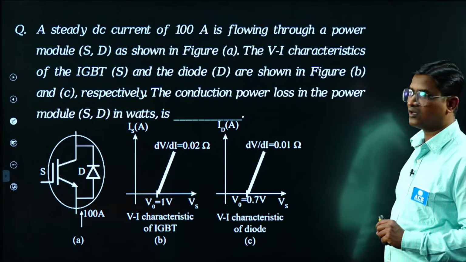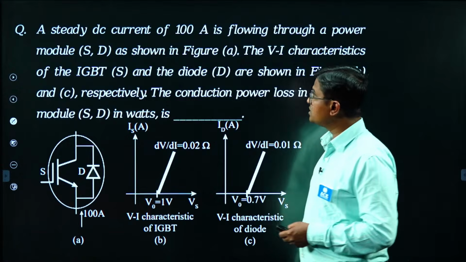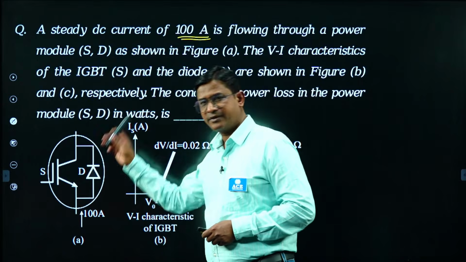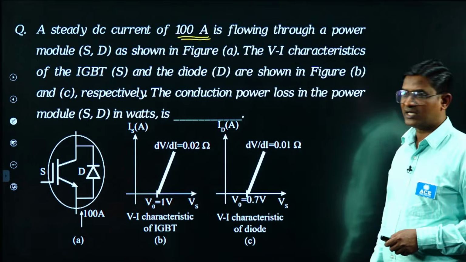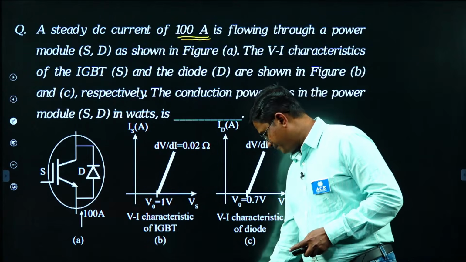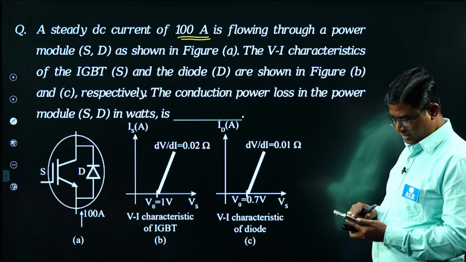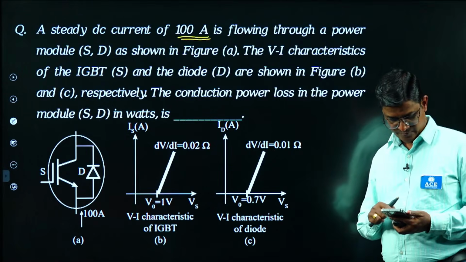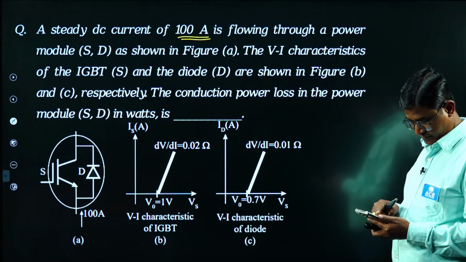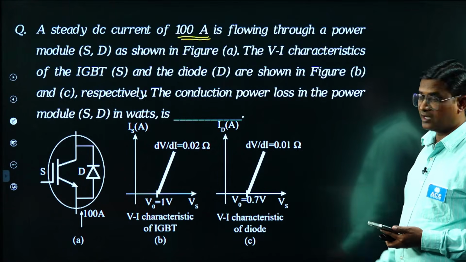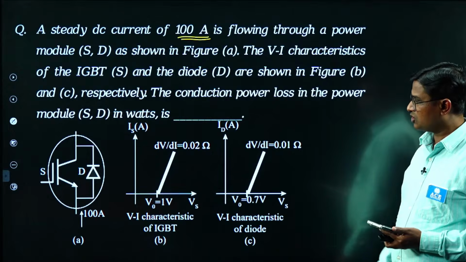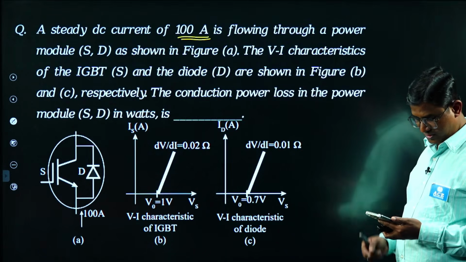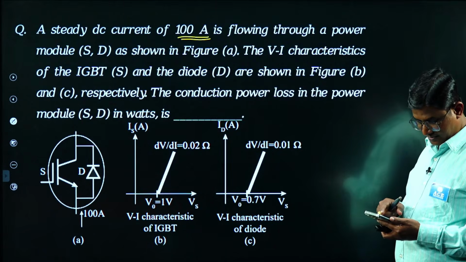They are asking conduction power loss, that is P average, and they are saying 100 ampere current is flowing. And check here, they have given the direction of the current also, 100 ampere. Come on, you can post your answers in the chat box, right? Please. What is the conduction state power loss here? Current direction they have given, VI characteristic of IGBT and your diode also given. Then what is the conduction power loss? Yes, can anyone?